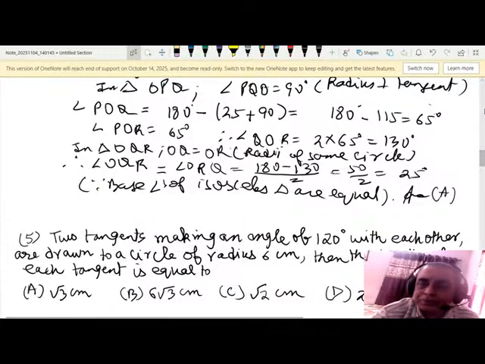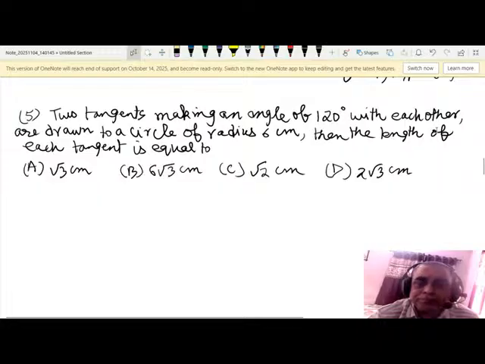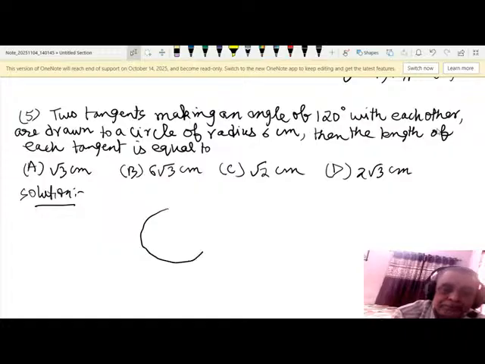Now we are moving to question number 5. Two tangents making an angle of 120 degree with each other are drawn to a circle of radius 6 centimeter. Then the length of each tangent is. So here you draw the figure. Figure is not given. So here we are drawing the figure.